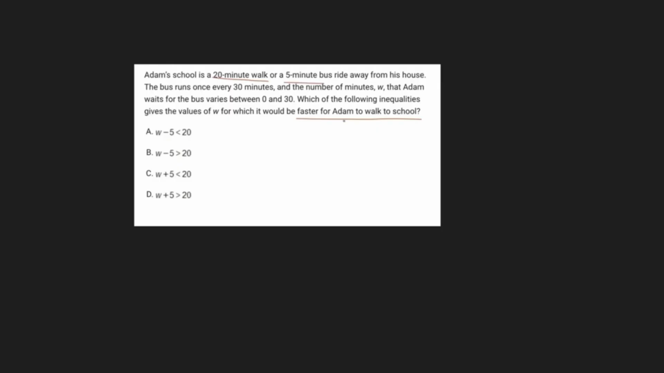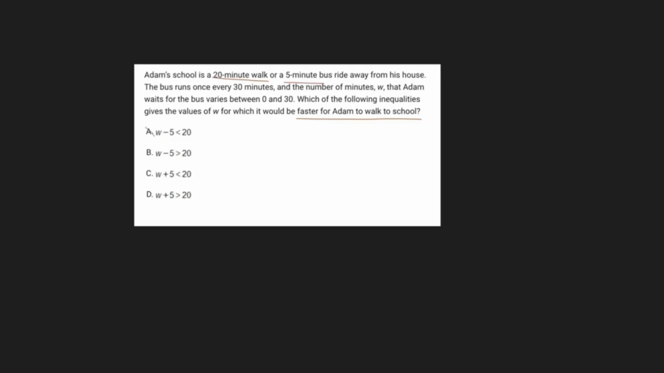So if we want the inequality that shows that it's faster for Adam to walk to school, that means that 20 minutes is going to have to be less than whatever's on the left side, because then that shows that walking takes less time, right? So first off, we can eliminate two answer choices because these don't show that relationship.